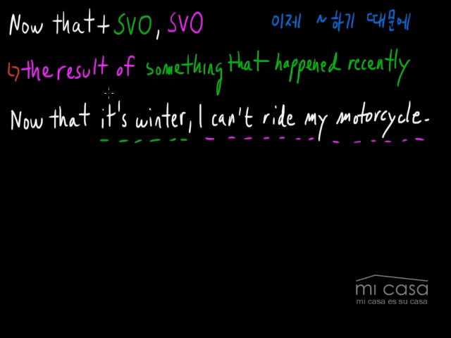So another way to say this would just be because it's winter, I can't ride my motorcycle. But we use this now that specifically to talk about something that happened recently. All right, so it is a little bit more specific that way. Let's look at another example.